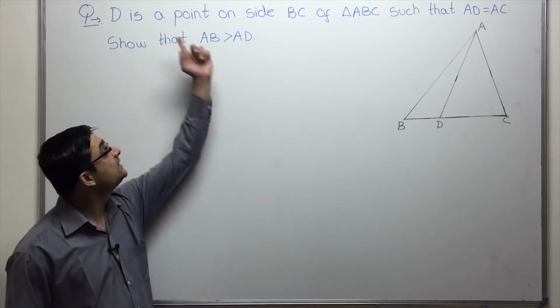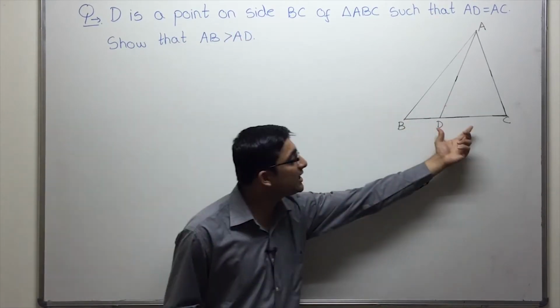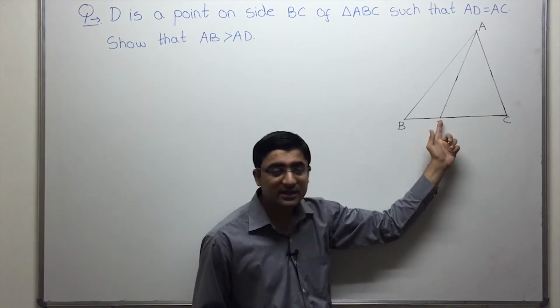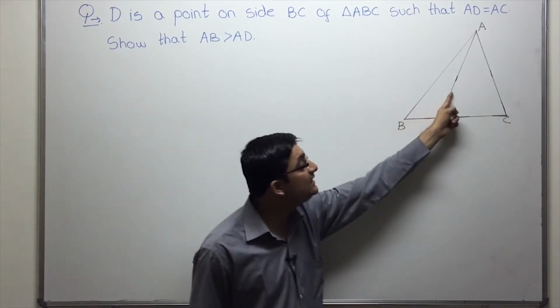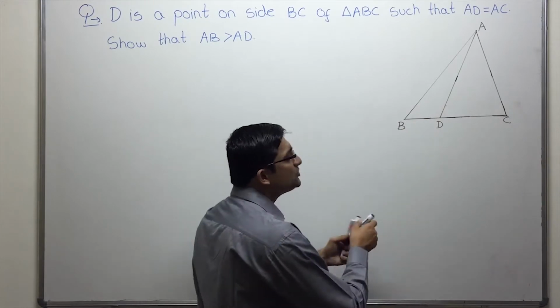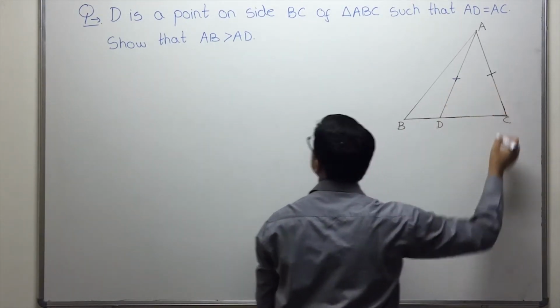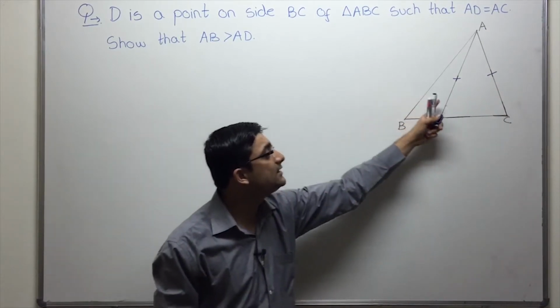So let's read the question. D is a point on side BC of triangle ABC. So this over here is triangle ABC. D is a point on side BC such that AD is equal to AC. So whatever is given in the question, mark it. We're given AD is equal to AC. Now show that AB is greater than AD.